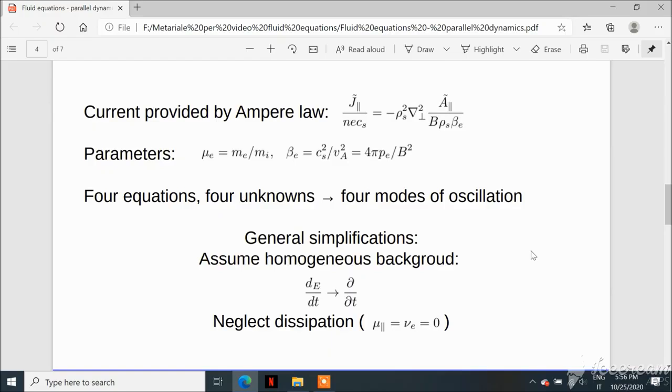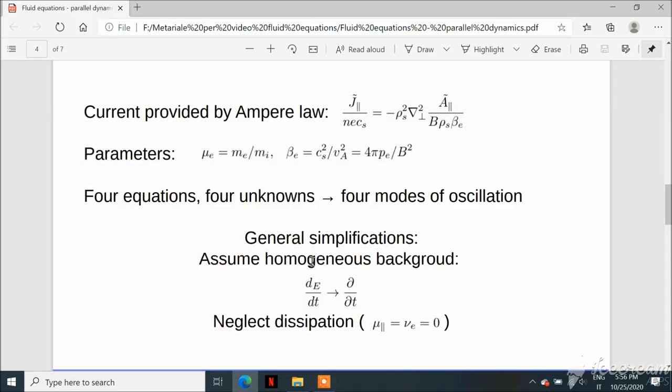And this basically means that the solution of the system leads to four modes of oscillation. So we have to find out four different modes of oscillation, which are eigenmodes of these equations. And we will see that this can be split between some high frequency modes and low frequency modes. And this allows us to study the system of equations in two different limits, which are more simple. But before that, we make some simplifications.